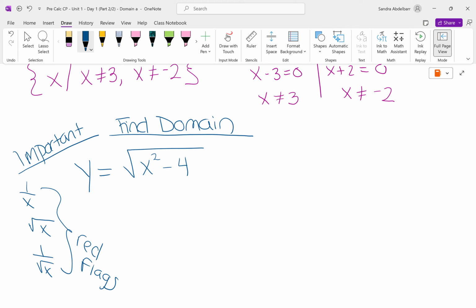It falls under 2. So remember, when we have a radical, we need what's underneath the radical to be greater than or equal to what number? 0. It just can't be negative. If it's negative, then it's imaginary, and we can't have that. So we want to take what's underneath the radical, x squared minus 4. It has to be greater than or equal to 0. It is okay to be equal to 0 because the square root of 0 is 0. That's fine. 0 is a number.